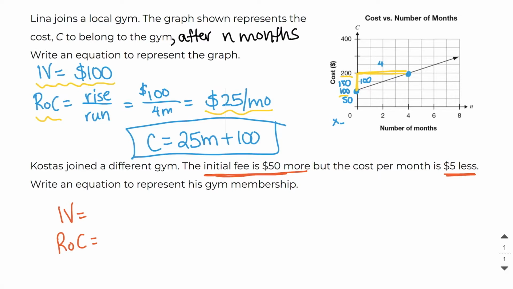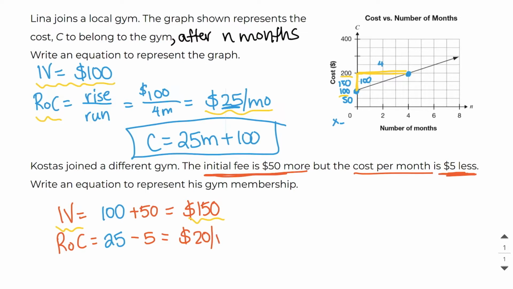Well, the initial value is $50 more. So that means that we're going to take this 100 that we have here and then add $50 onto that. So the new initial value is $150. And then for the rate of change, it tells us that the cost per month is $5 less. So I want to take this $25 per month and subtract 5 from that. And when I do that, I get $20 per month.